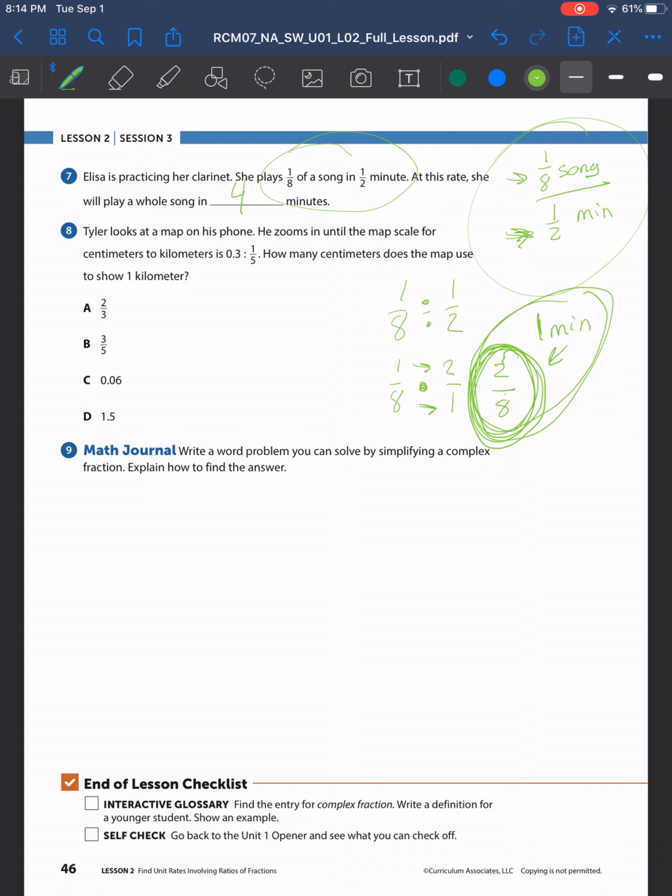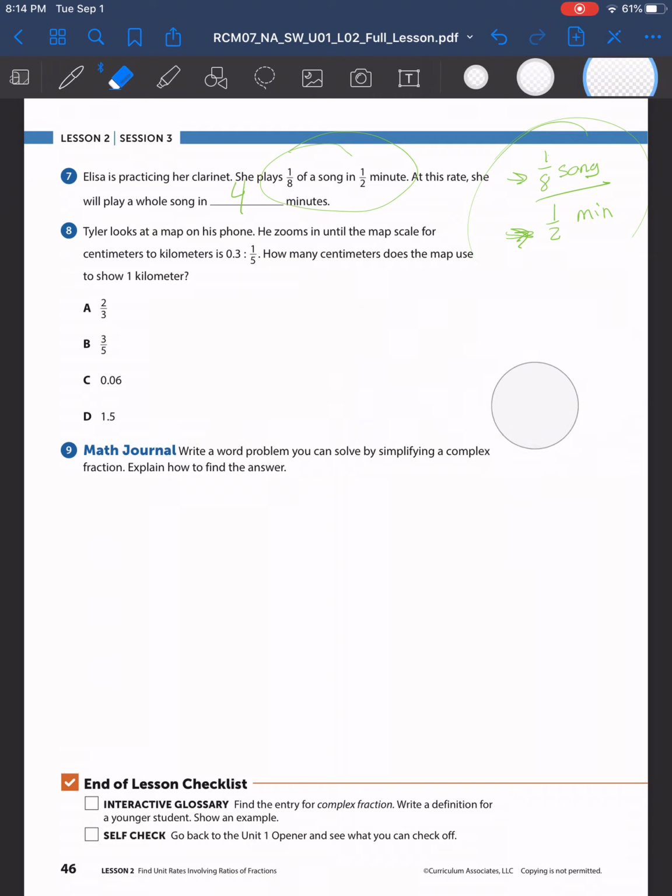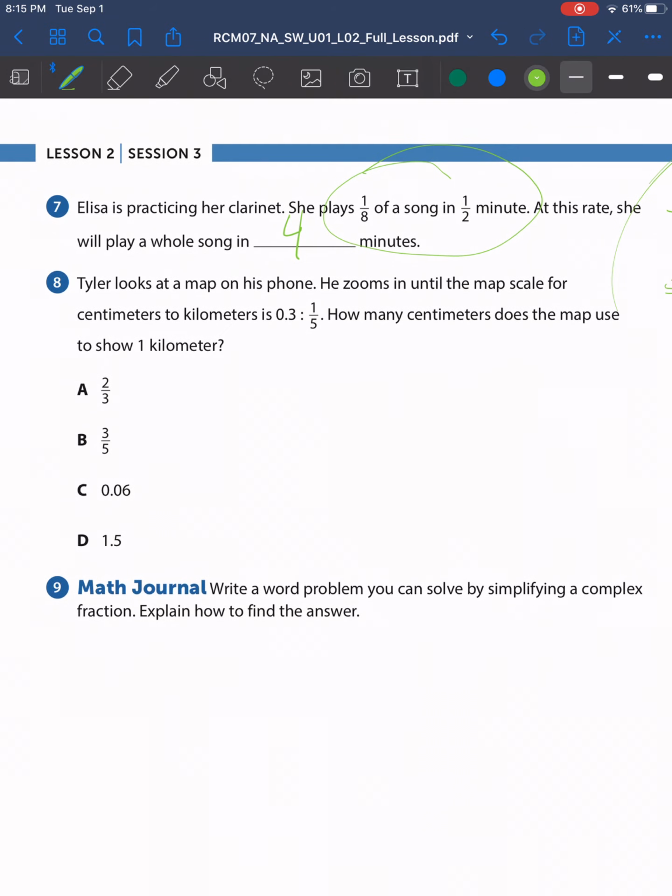Okay, let's go ahead. I'm going to erase my work down here because I know that I have to share the space for number 8. Tyler looks at a map on his phone. He zooms in, zooms way in, until the map scale for centimeters to kilometers is 0.3 over 1/5. What that means is for every 0.3 of a centimeter, it's actually 1/5 of a kilometer. Okay? How many centimeters does the map use to show 1 kilometer?